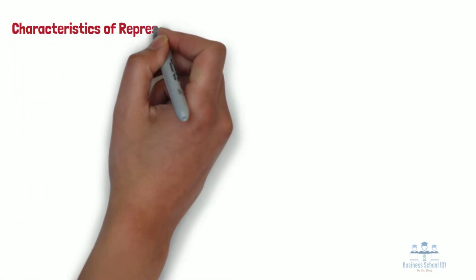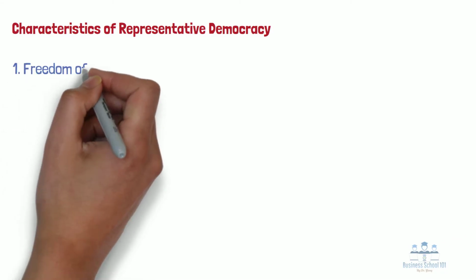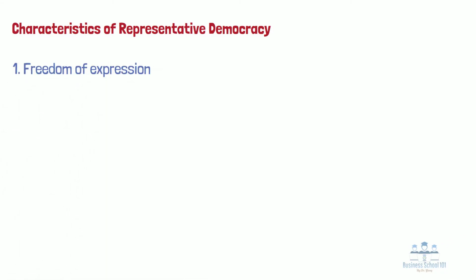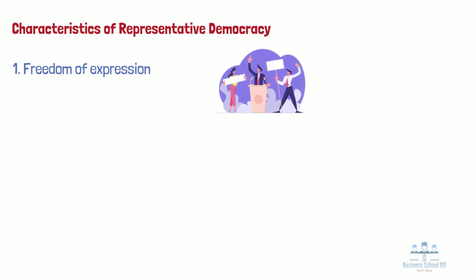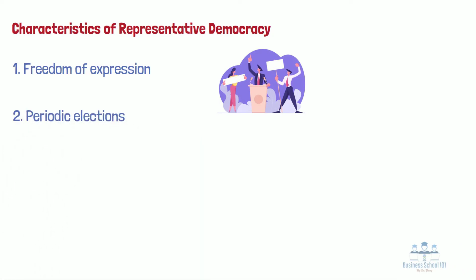Common characteristics of representative democracies include the following. First, freedom of expression. A constitutional right in most democracies, freedom of expression ideally grants the right to voice one's opinion freely and without fear of punishment. Second, periodic elections. Each elected representative serves for a limited period of time. Afterwards, the people decide whether to retain that representative or not.